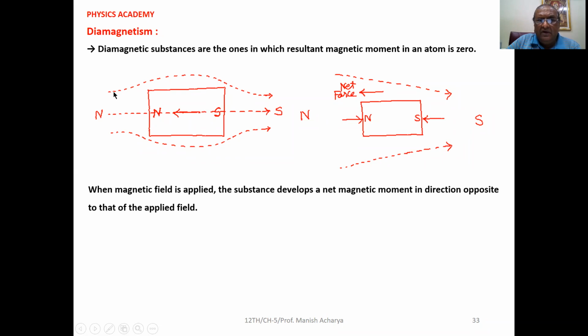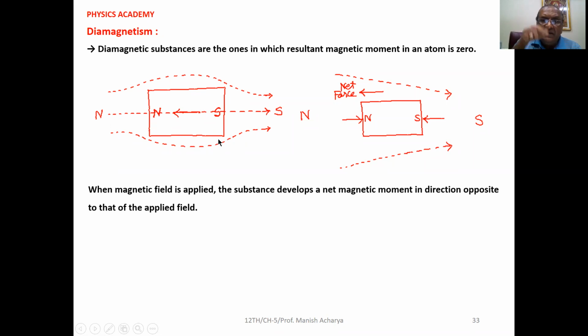Now see here, for the external agency, the North Pole and South Pole are represented here, and the diamagnetic sample is placed in the magnetic field of this agency. The dipole moment is induced in the opposite direction of the field of the agency, meaning towards the south pole of the external agency, the south pole of the diamagnetic substance will be induced. Towards the north pole of the external agency, the north pole of the sample will be induced.